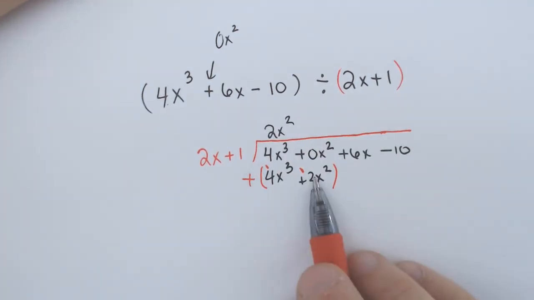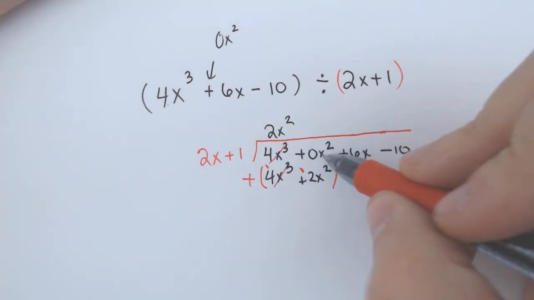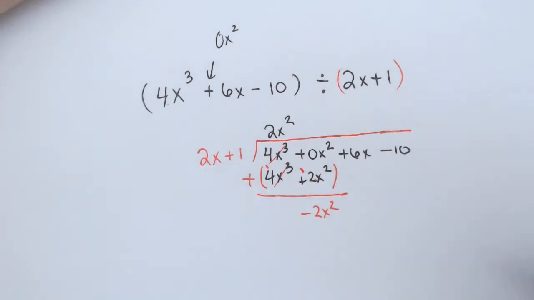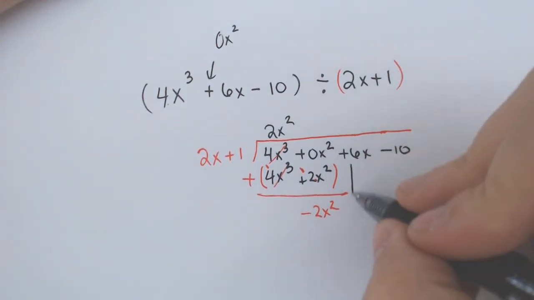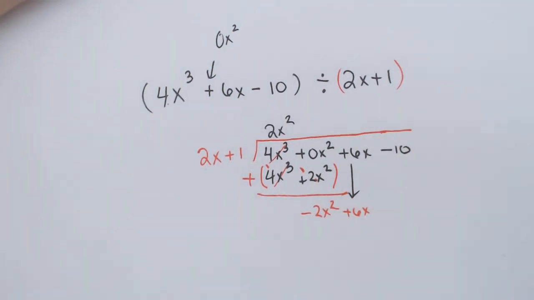So both of those are negative. I got it in red too. So 4 and negative 4 cancel. 0 and negative 2, when you add those, makes negative 2x squared. Bring down the next number, which is positive 6, the next term, and start all over again.